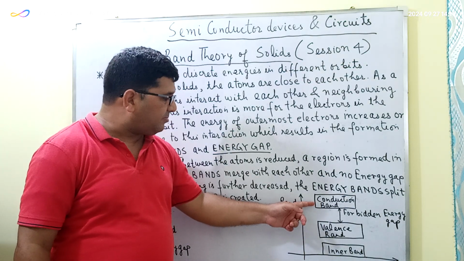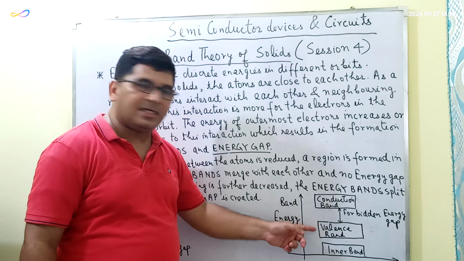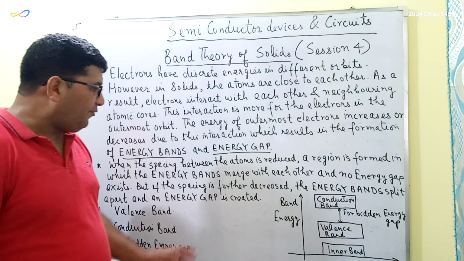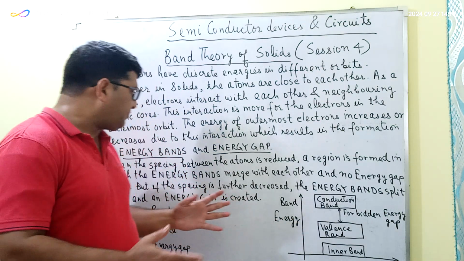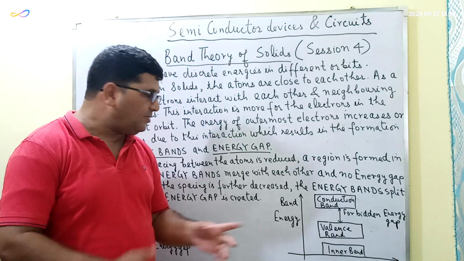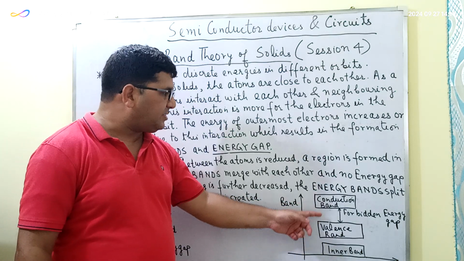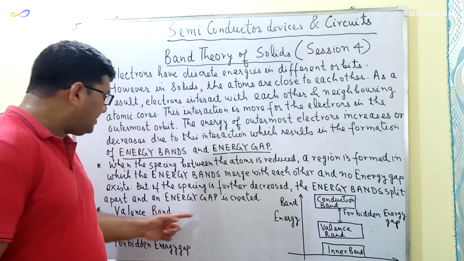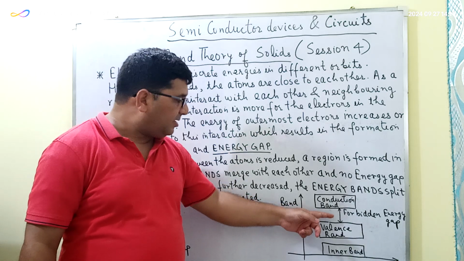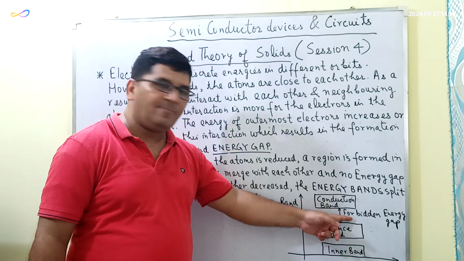So here the conduction band and valence band are the energy bands. So when the spacing between the atoms is continuously reduced, then these energy bands are split apart and an energy gap is created as shown in this figure. So this forbidden energy gap is the energy gap.